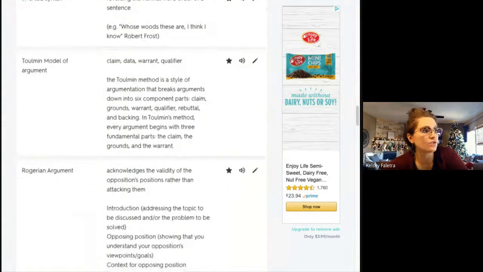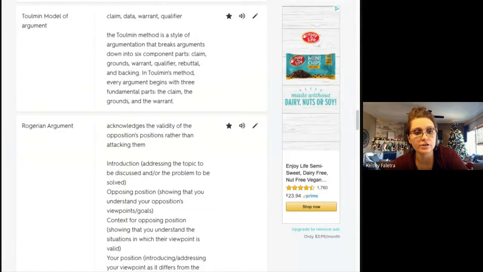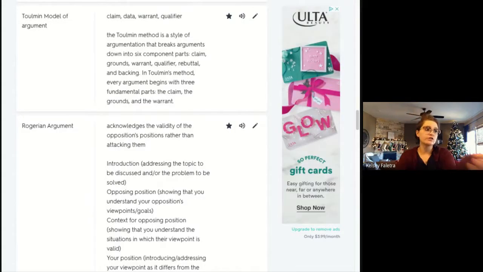The next three models of argument are something you're going to learn about tomorrow. But it's basically three different structures on how to form an argument. We usually use Toulmin when we write analysis essays. These are all structures that are familiar to you. You just didn't necessarily know they had specific names.